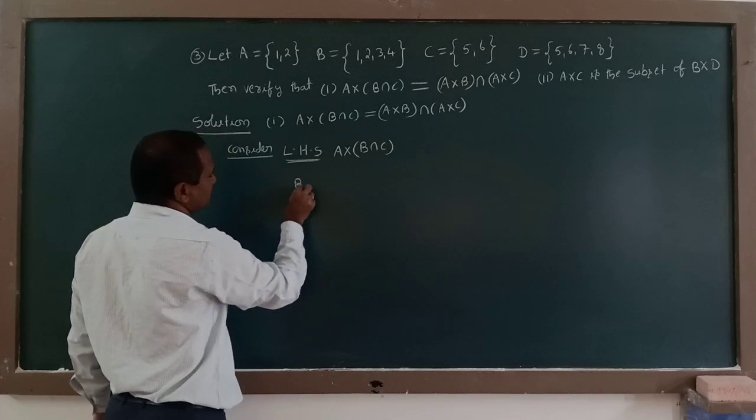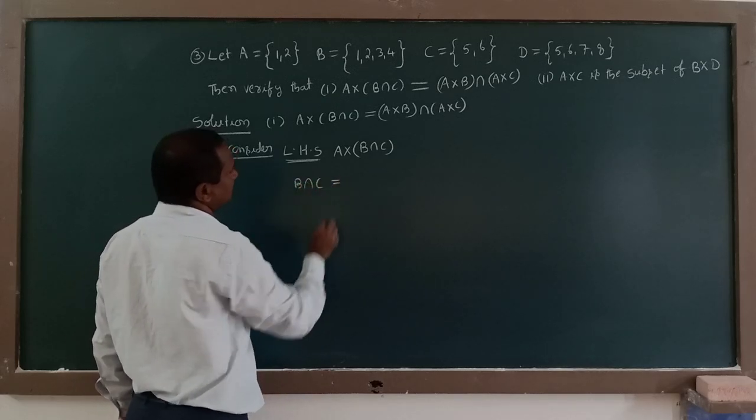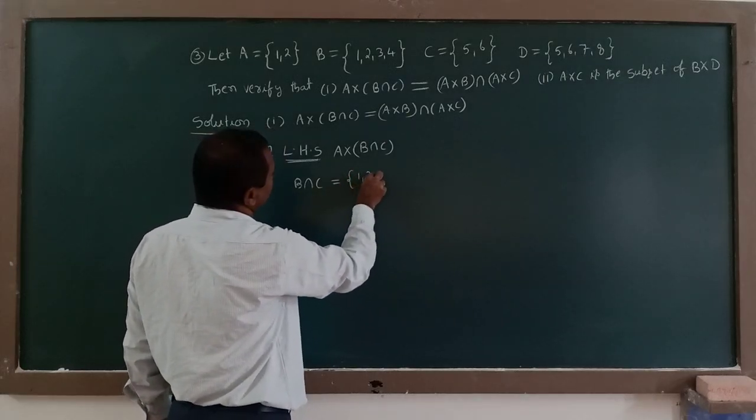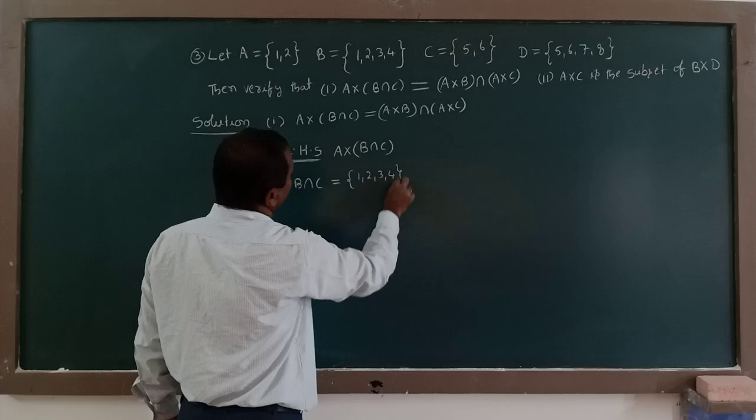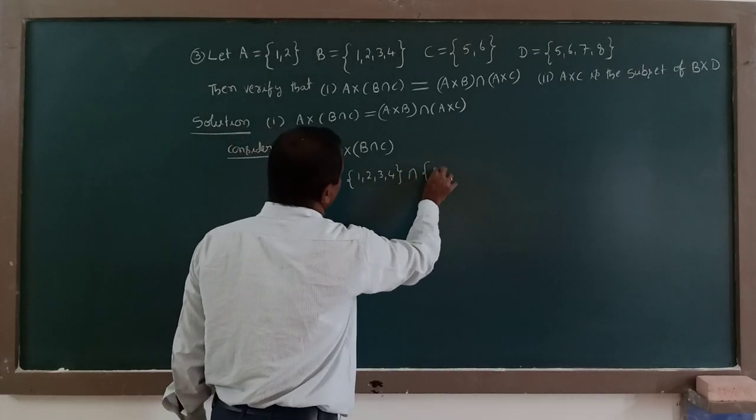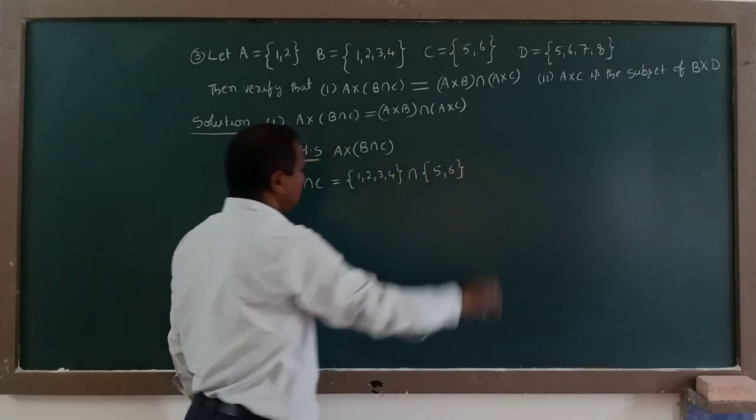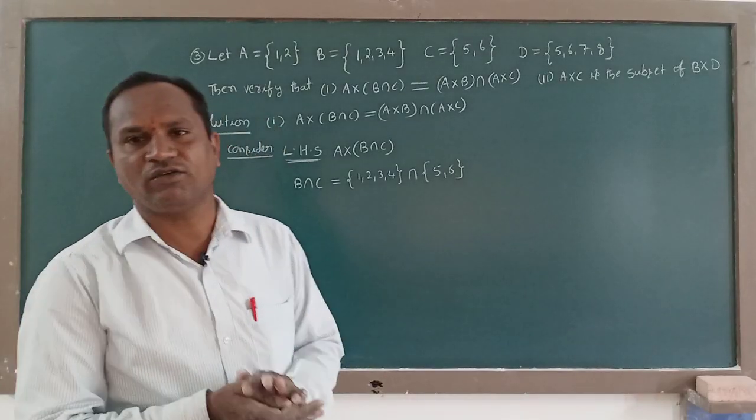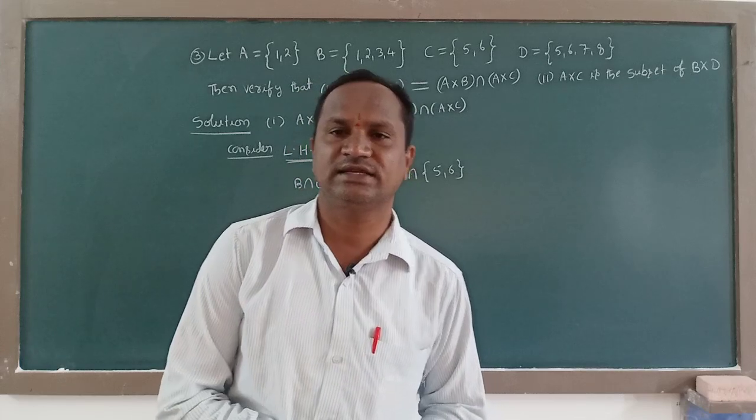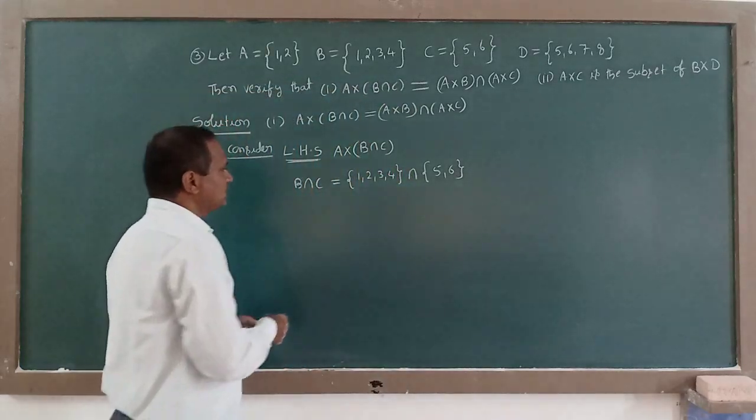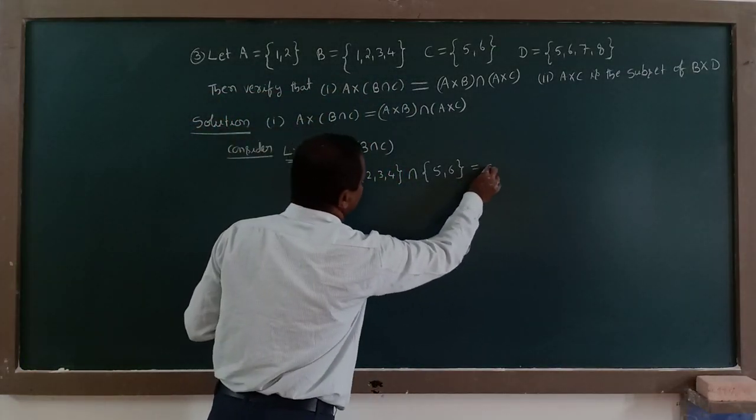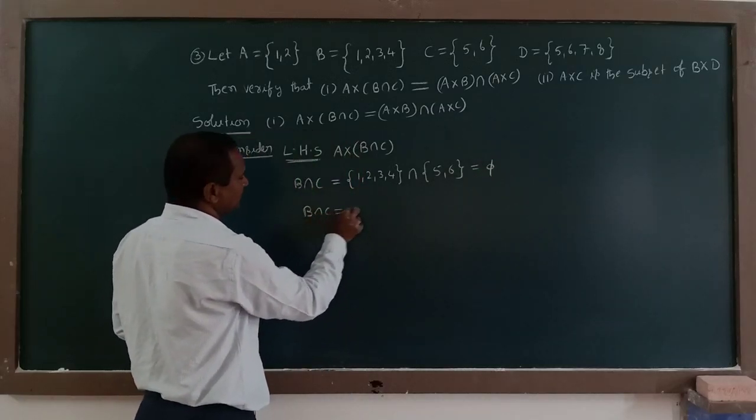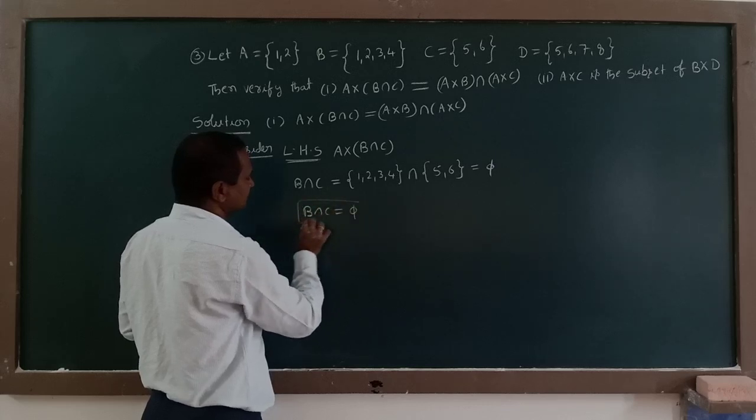B intersection C, first you have to find out B intersection C here. What are the elements of set B here? 1, 2, 3, 4. Intersection C is 5, 6. These sets do not have any common elements. If they do not have common elements, it means null set, which means empty set. So here we got B intersection C is equal to the null set.